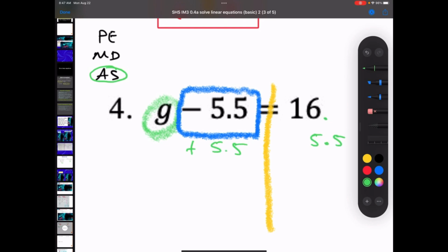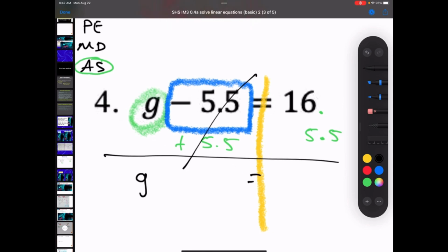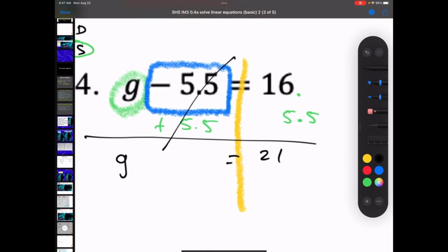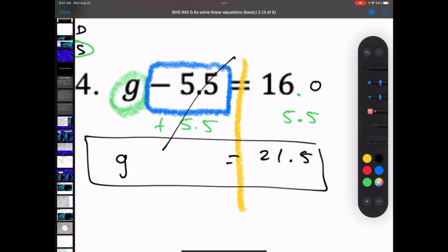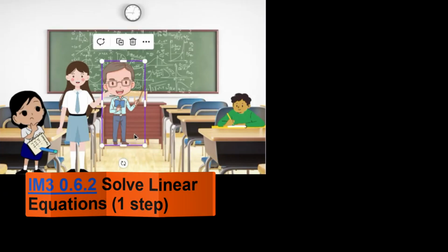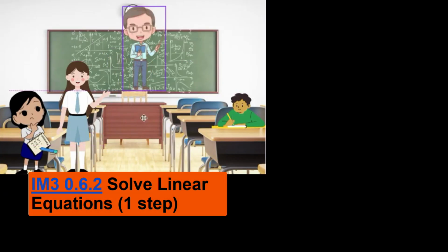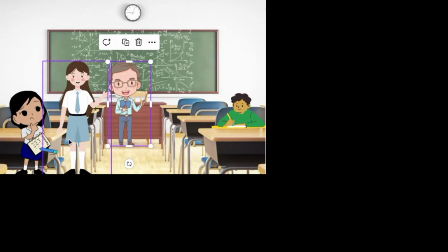Line up your decimal points. This will equal 0. G equals $21.50, right? There's a 0 there. Okay guys, I'm gonna give you guys free time to do your work.